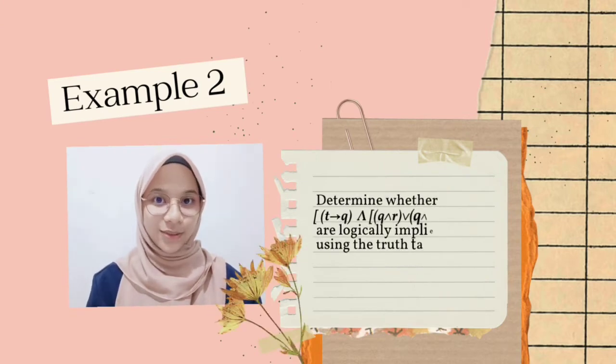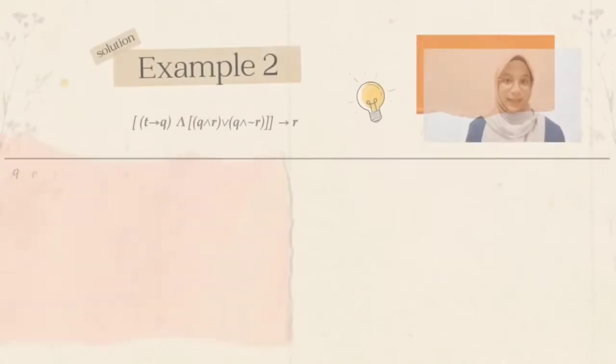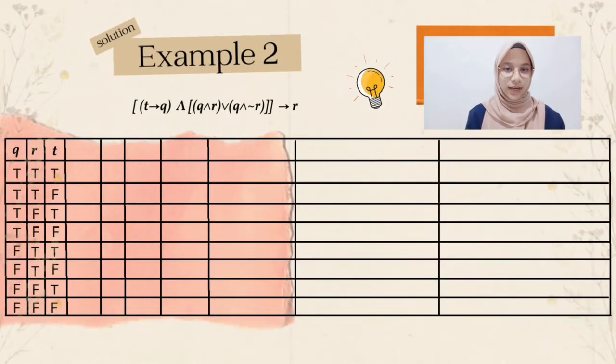Next, example 2. Determine whether (P implies Q) and ((Q and R) or (Q and negation R)) logically implies R by using the truth table. Set our truth table with Q, R, P. Q: true, true, true, true, false, false, false, false. R: true, true, false, false, true, true, false, false. P: true, false, true, false, true, false, true, false.